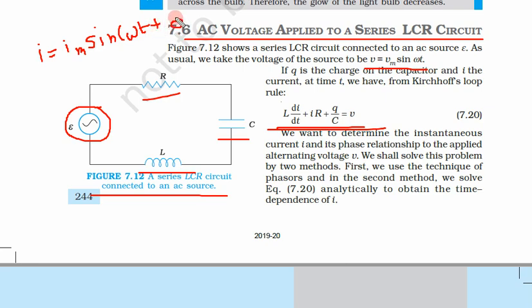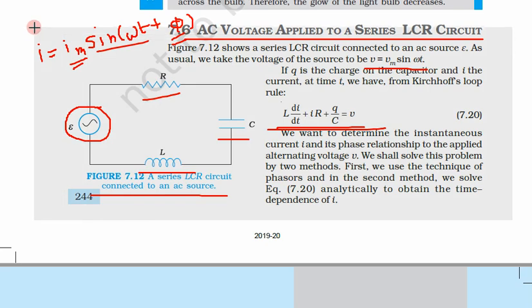So this is the equation that we have to solve. Sin omega t we know because the frequency is the same, t we know, sin we know. What we have to calculate? We have to calculate Im and phi. What is the phase relation between this voltage and current, and what is the value of this current. If we solve this, then this equation or this circuit is solved.